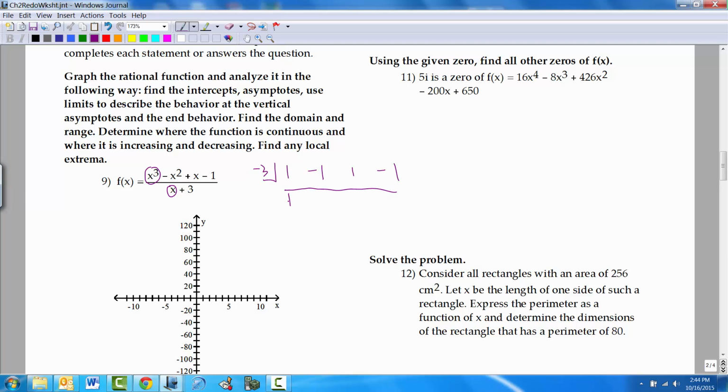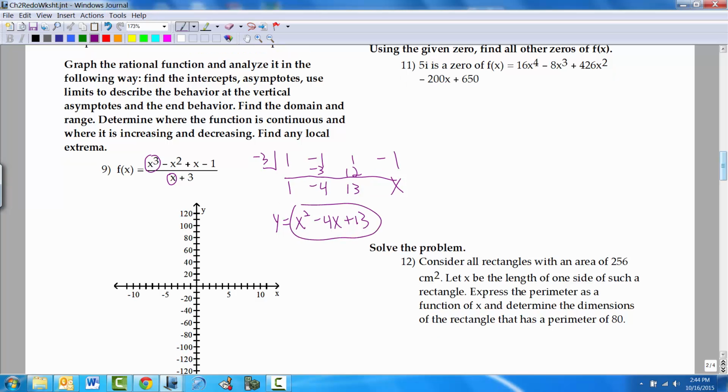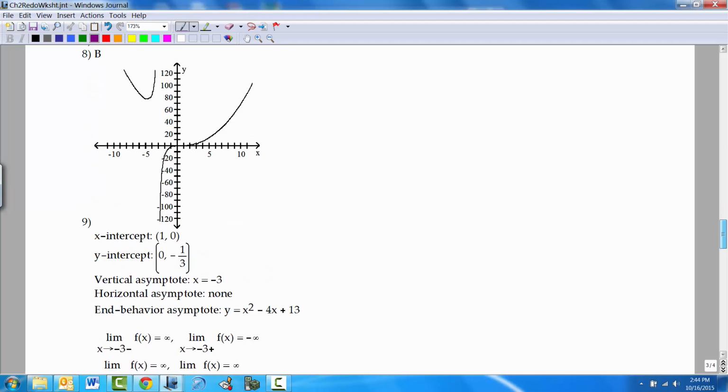And then what am I doing? Synthetic division. And then, you couldn't care less about the remainder. So what is this? y equals x squared minus 4x plus 13. That is how the ends of the graph are going to behave.